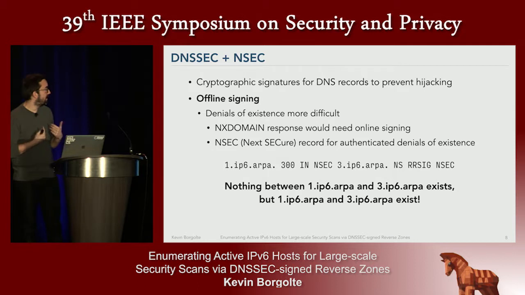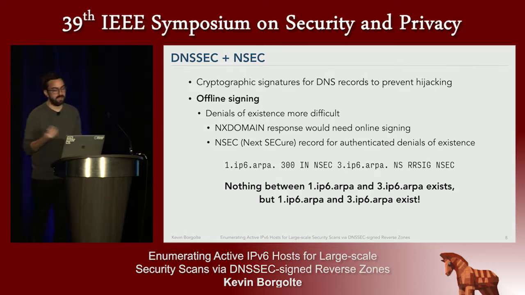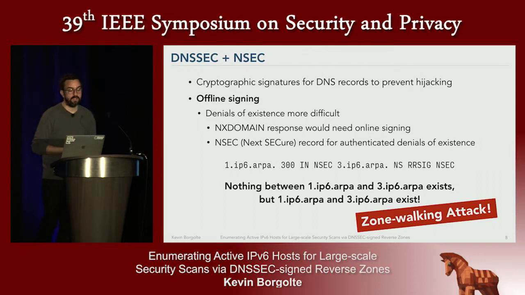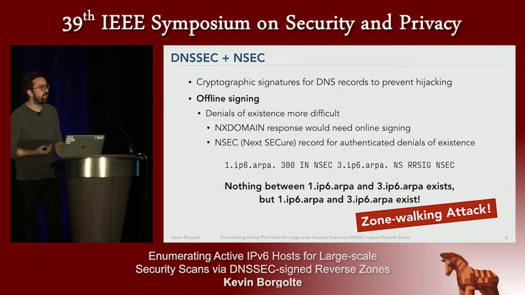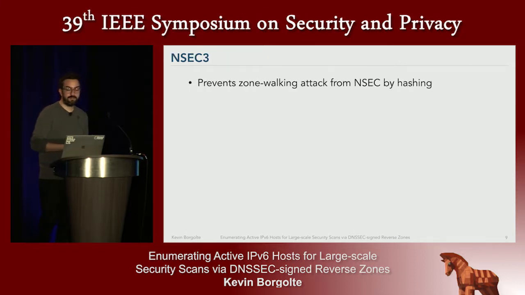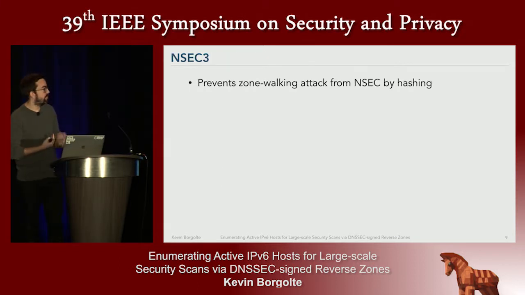But at the same time, it leaks the information that 1.ip6.arpa as well as 3.ip6.arpa exist. So suddenly we can get rid of 2.ip6.arpa, and we would just need to look at 4.ip6.arpa. And this is effectively a zone walking attack. Of course, people started to realize this on the forward zone, that you can use this to start enumerating that there's a login subdomain or an authentication subdomain. So they introduced NSEC3, which was meant to prevent zone walking attacks by hashing.